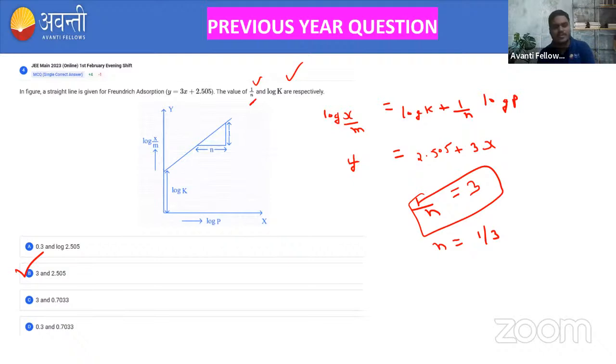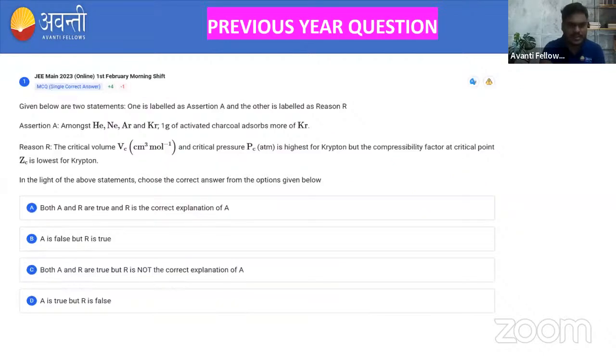Just need to remember the formula, that is log x by m equals log k plus 1 by n log p. So if you remember the formula, you just compare. That is y is equal to log x by m, log k is equal to 2.505, and 1 by n is already given, that is 3. So 1 by n is equal to 3, and log k comes out to be 2.505. So I hope this is clear.